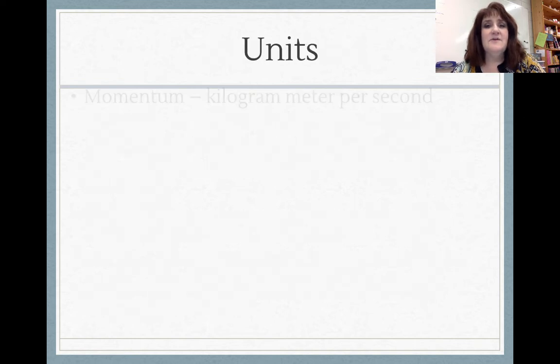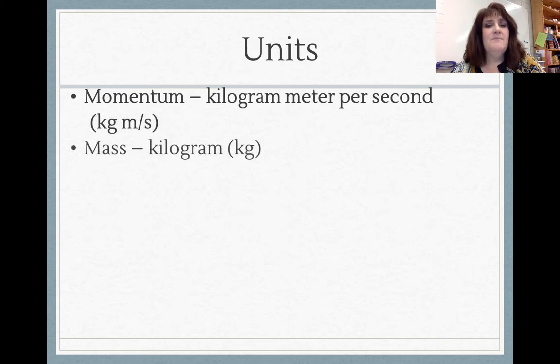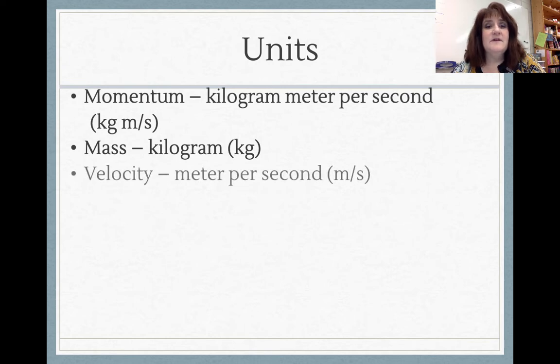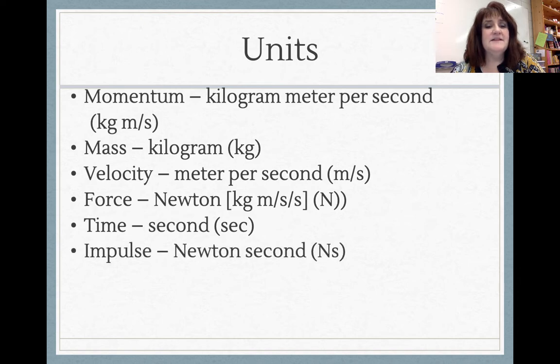Let's look at the units that go along with those terms. Momentum is a kilogram meter per second, kg m/s. Mass is in kilograms. Velocity is in meters per second. Force is in newtons, or kilogram meters per second squared. Time is in seconds and impulse is in newton seconds. That's a new term, a new unit.